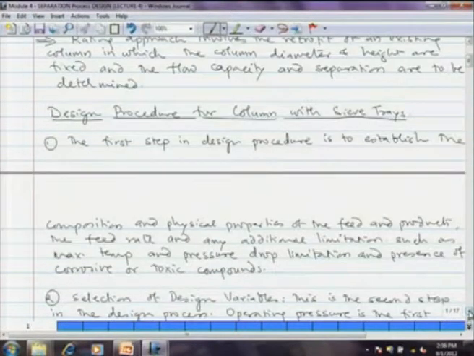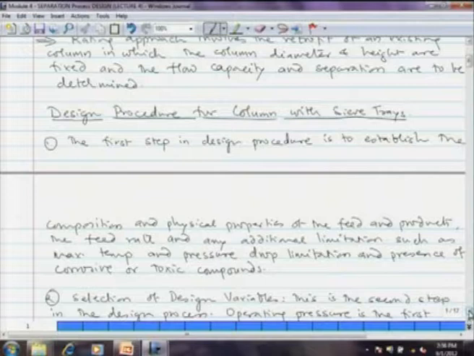There are two types of distillation columns. First is the packed distillation column and second is plate distillation column. You have learned the basic aspects of these columns in the NPTEL course of mass transfer. Today we shall see some practical aspects of these columns and also some practical design procedures than what you have learned in the mass transfer operation course of NPTEL. Let us start with the design procedure of a column with sieve trays.